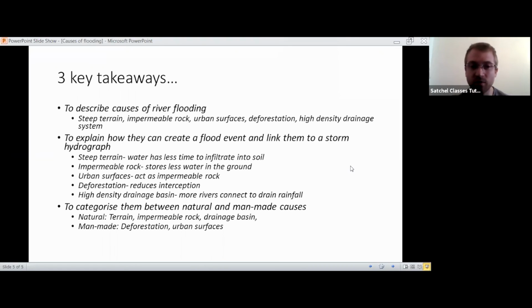Fewer trees through deforestation reduces the amount that they can intercept before reaching the ground, which speeds up the rate of water entering the ground and the river. And a high density of drainage systems means there are more rivers to drain rainfall. So the more rivers that there are, the faster that water is going to be moving into the rivers further downstream. And then we've divided them between natural and man-made causes. So natural were the terrain, the impermeable rock, and the drainage basin systems. The man-made factors were deforestation and urban surfaces.